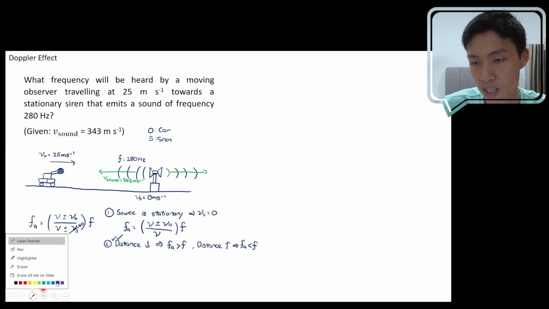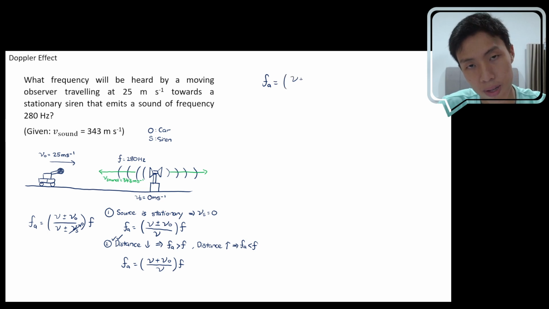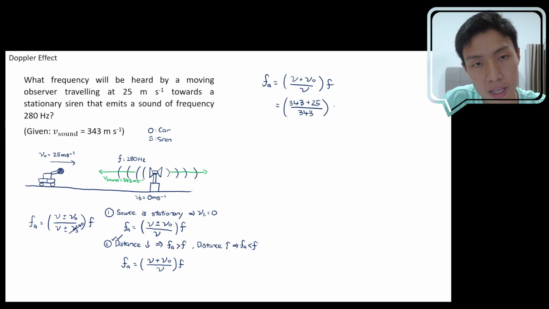So from here, I reverse engineered. I know that my equation will somehow have to be a plus in order to make the numerator larger than the denominator. Okay, so once I'm clear with it already, I can plug in my values into the equation. So V plus VO over V, multiplied with the frequency produced by the sound source. 343 plus 25, over 343, multiplied by the frequency of the sound source, which is 280 Hertz.